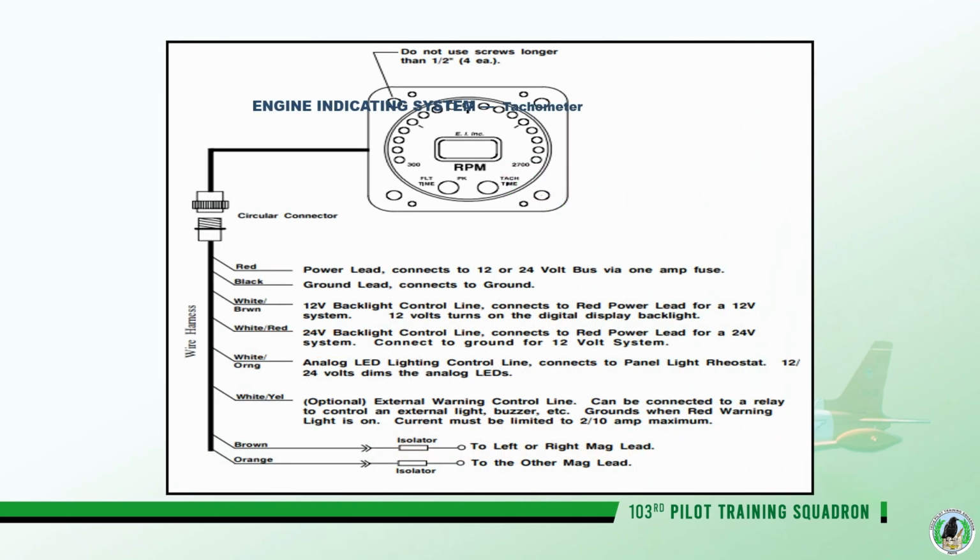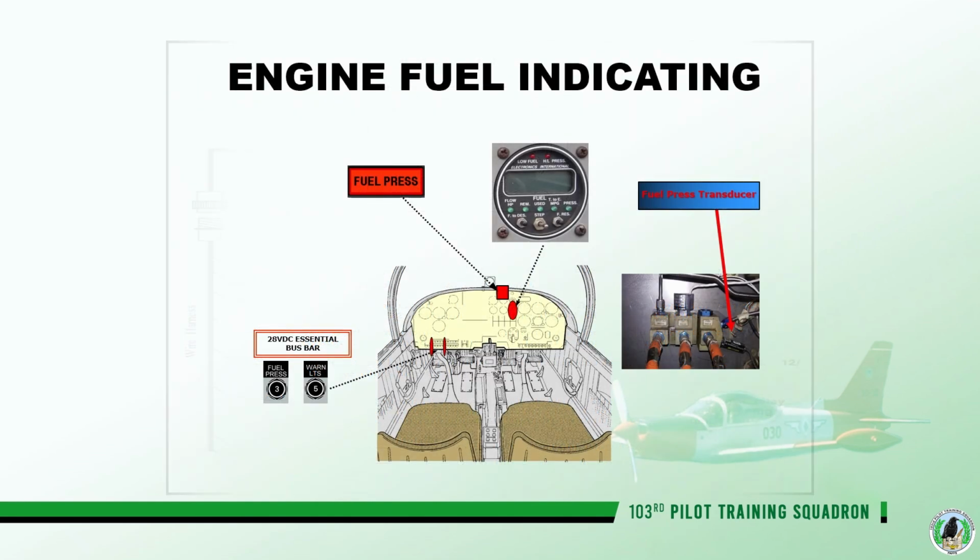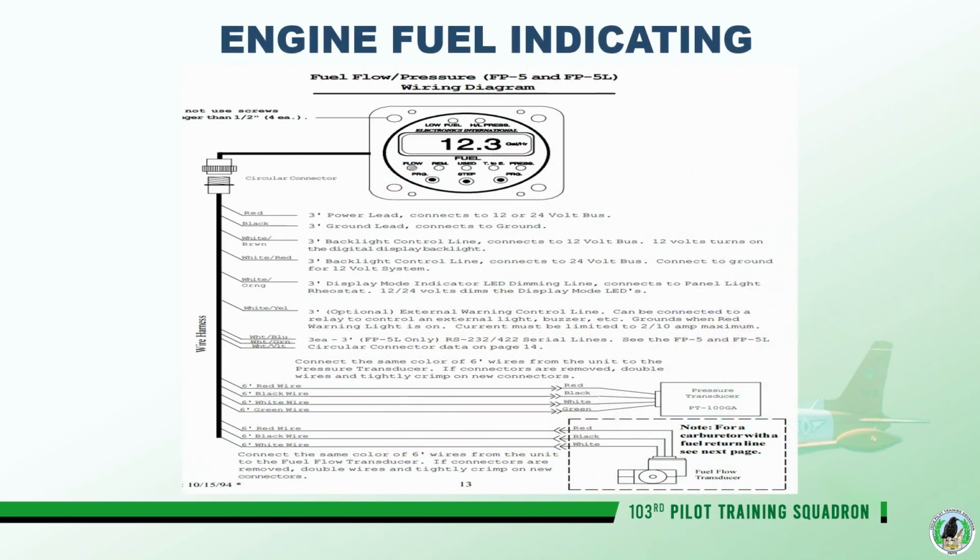Moving on to fuel, the engine fuel indicating system provides pilots with vital information about fuel pressure and fuel flow. Fuel pressure gauge. This image illustrates the fuel pressure gauge and transducer, which are critical components for monitoring the fuel system. It also highlights the connection to the 28 VDC essential busbar.